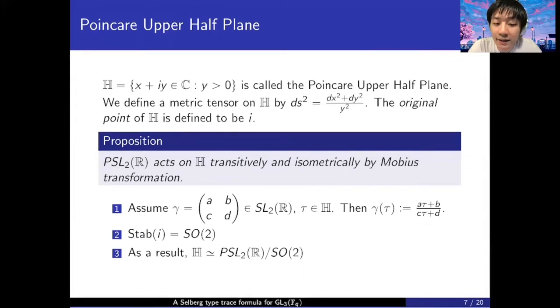It also acts transitively and isometrically. Here, isometrically just means it's isometric under this metric tensor. Then we have that the stabilizer of i, the origin point, is SO(2), the special orthogonal group. Then we can identify this Poincare upper half plane H with PSL2(R) mod SO(2). Later, we'll also talk about the finite Poincare upper half plane, and we also generalize it to 3 dimensions.